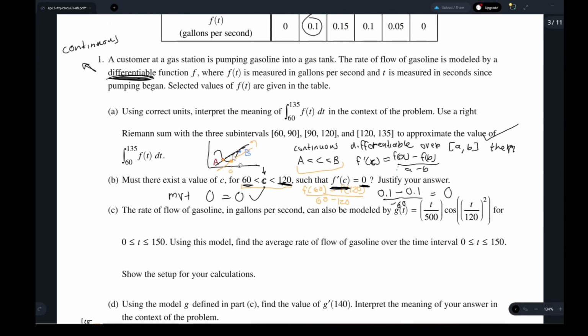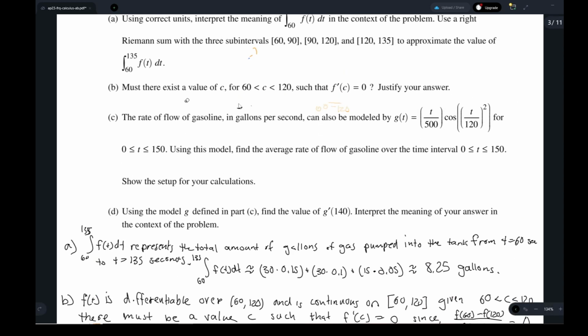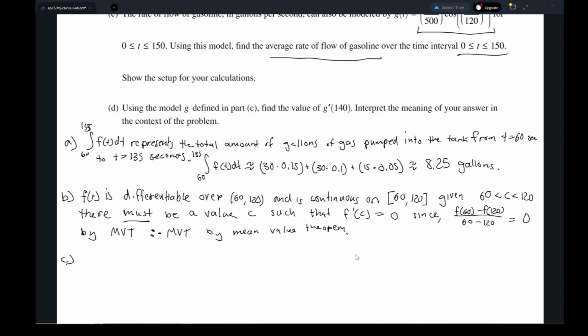And now we can move on to part C, right? So what is part C going to say? And I'm going to erase my work up here. So part C is going to tell us that the rate of flow of gasoline in gallons per second can be modeled by the function g of t is equal to this big jumble of numbers. So for t greater than 0 but less than 150 seconds, using the model, find the average rate of flow of gasoline over this interval. So the average rate of flow from this to this. And we have to show the setup for our calculations.